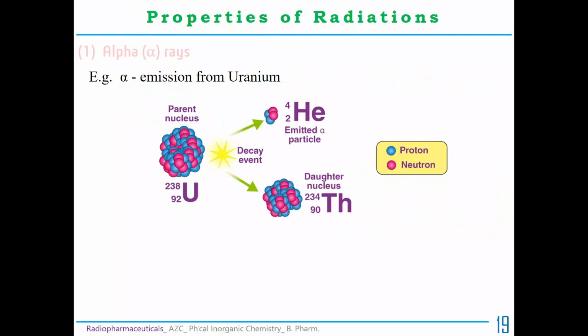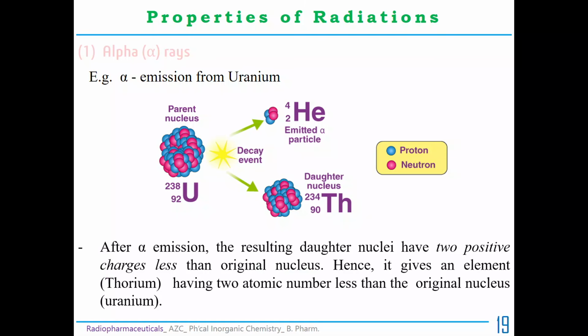Example of alpha emission from uranium. After alpha emission, the resulting daughter nucleus has 2 positive charges less than the original nucleus. Hence it gives an element, thorium, having an atomic number 2 less than the original nucleus, uranium.